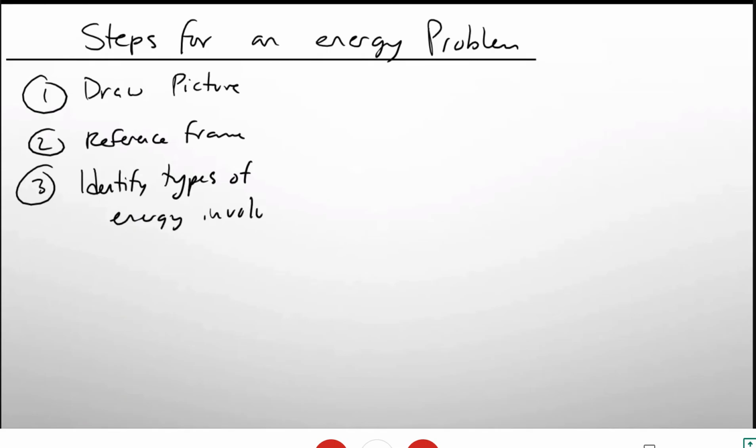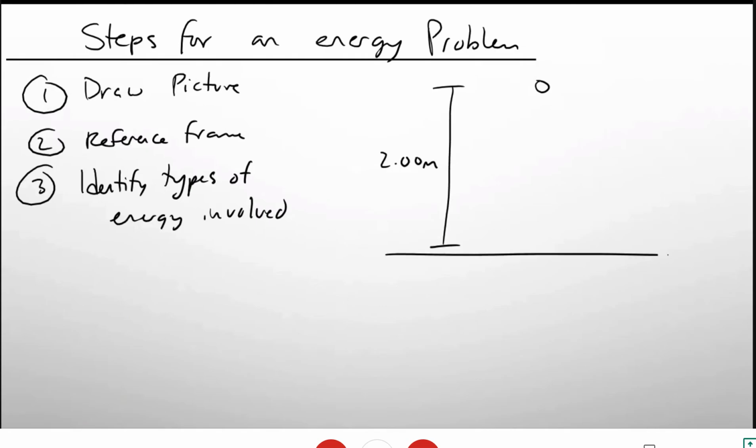involved. So suppose I have a ball that is being dropped from a height of 2 meters. It has a mass of 1 kilogram. What type of energy does it have? Well, we drew our picture, let's draw our reference frame. So I'm going to call y up and I'm going to call 0 at the ground.